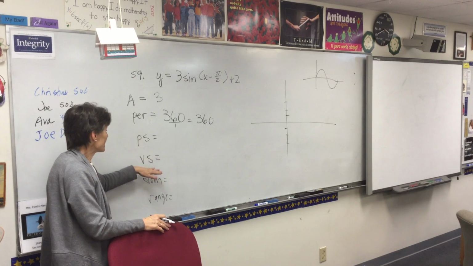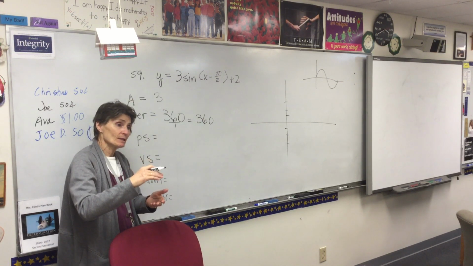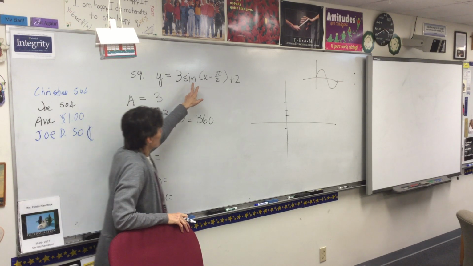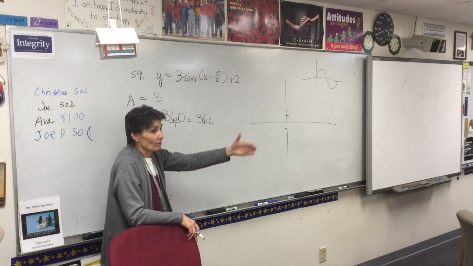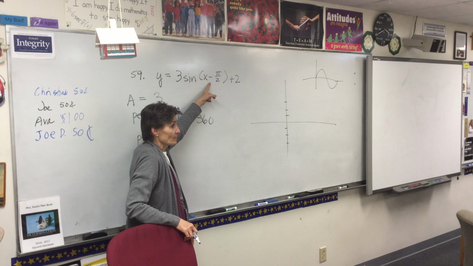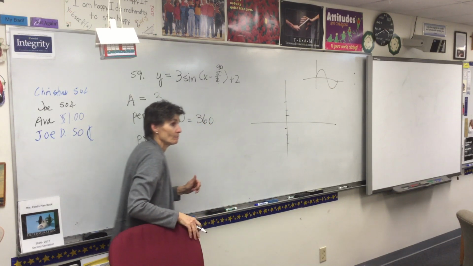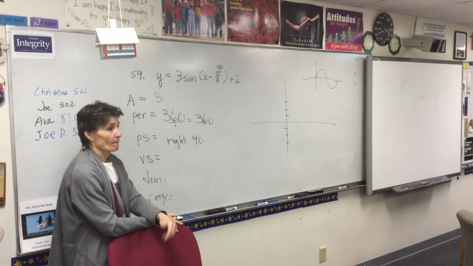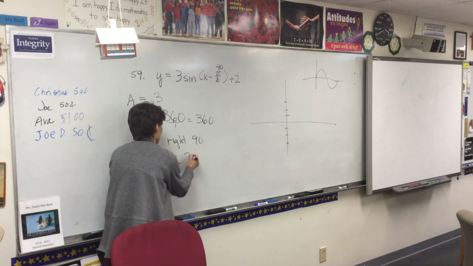Phase shift and vertical shift are how the graph has been moved sideways and up and down. We spent enough time on this, you should know this. If I put a number inside the parentheses and add or subtract inside the parentheses, that moves my curve sideways. Which way does this one go, right or left? It goes right. And pi over 2 would be 90, 180 divided by 2. So this thing is going right 90. Now what does that 2 right there mean? Up 2. That's my vertical shift.